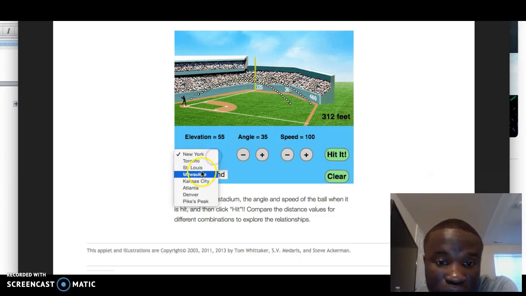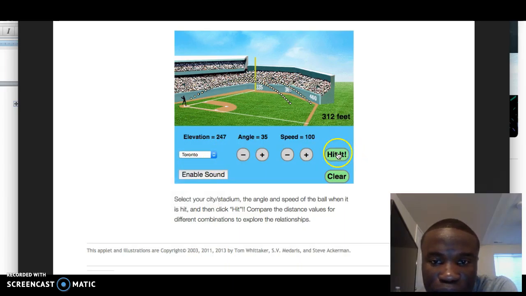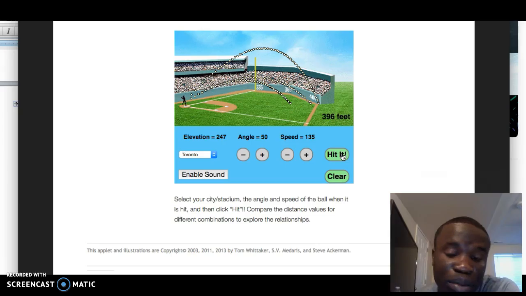Well, let's just go down the elevations and see what happens. So basically at the same speed. But what if I change the angle to, let's say, 50-degree angle and increase the speed to the highest we can? Well, it feels a lot better to play in Toronto at an angle of 55-degree angle and a 135 speed because you can hit the ball at 396 feet.